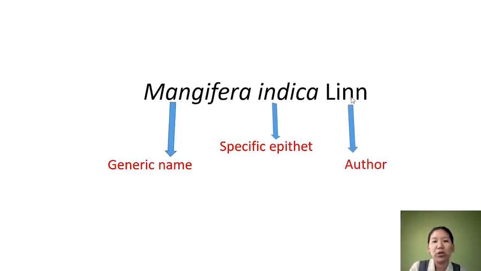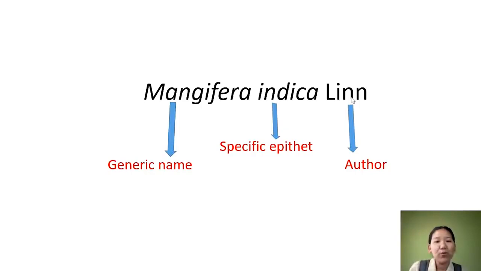It is the author or the scientist who described this particular species or plant for the first time. So the scientific name of mango is Mangifera indica. Likewise, for rice we have Oryza sativa. There are various examples you can give, and this is one such example.